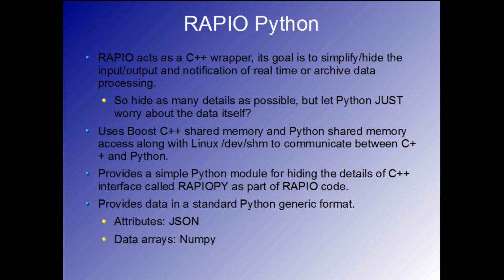RAPIO uses the Boost C++ shared memory model and the Python shared memory model to read and write shared memory using Linux's /dev/shm memory space to communicate between the two processes, kind of like when you're using a REST interface querying a web server. The design breaks data down into two distinct types. The first is the attributes, or typically metadata, which can be represented using pure JSON. The second is currently data arrays. Almost all of our data is represented in arrays of floats, integers, etc. These can map directly to standard Python NumPy arrays.